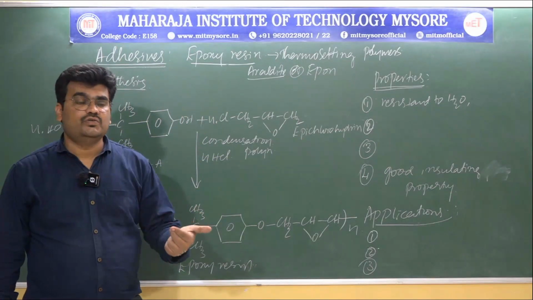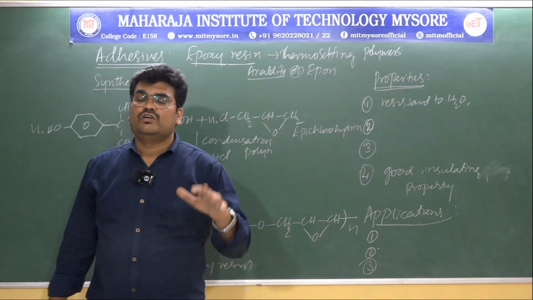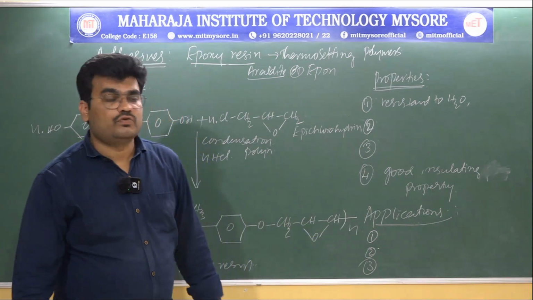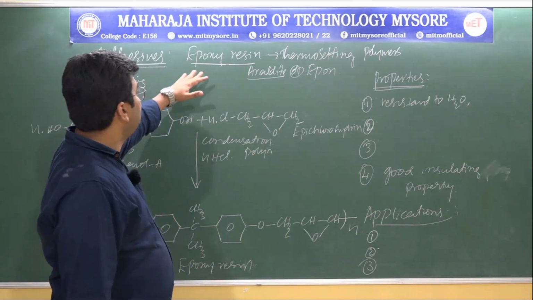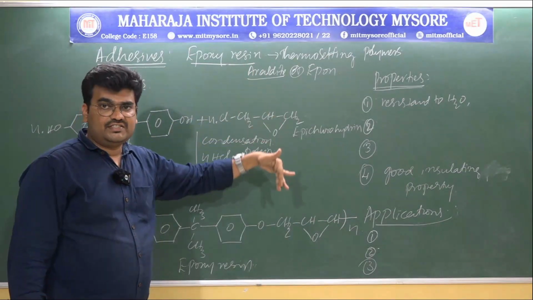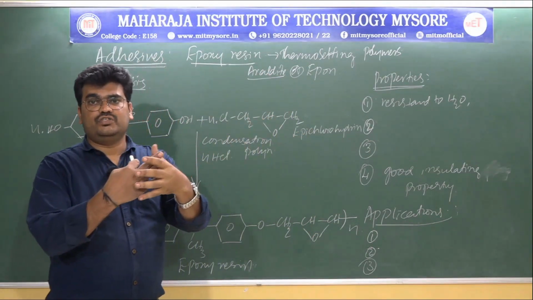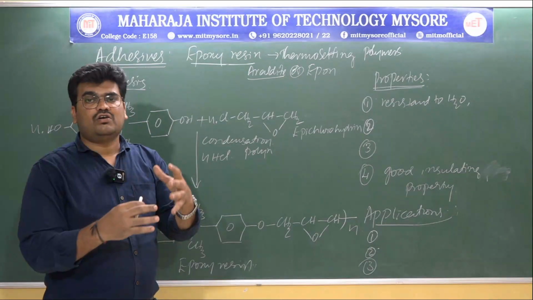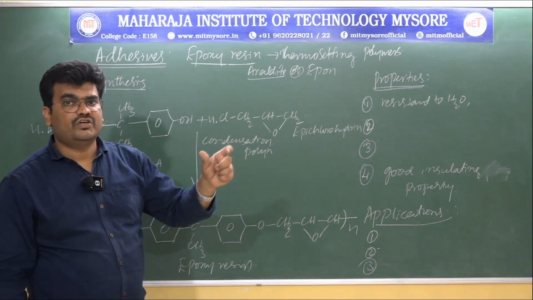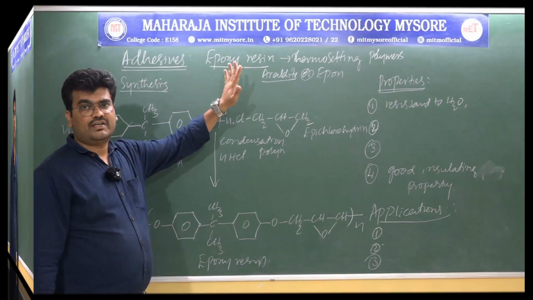One more important application of epoxy resin is in the manufacturing of fiber reinforced polymer composites, because it is a resin. Two components will be there, one is the matrix, the other is the resin. Here they can be used as a resin, adhered into the matrix, in order to make the composite stronger. That is another important application of epoxy resins.